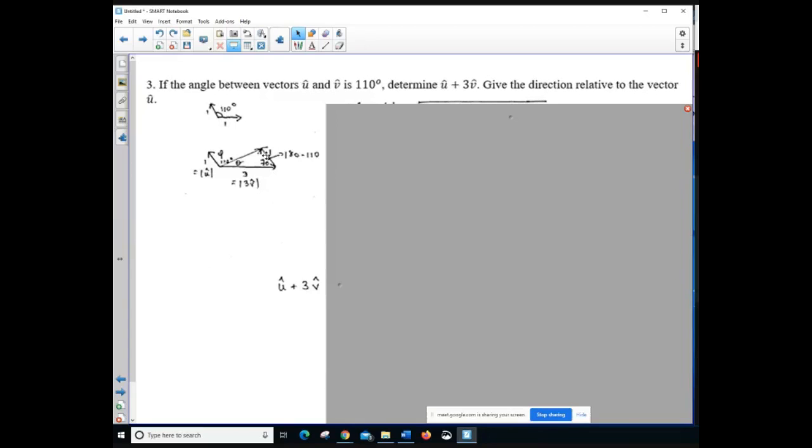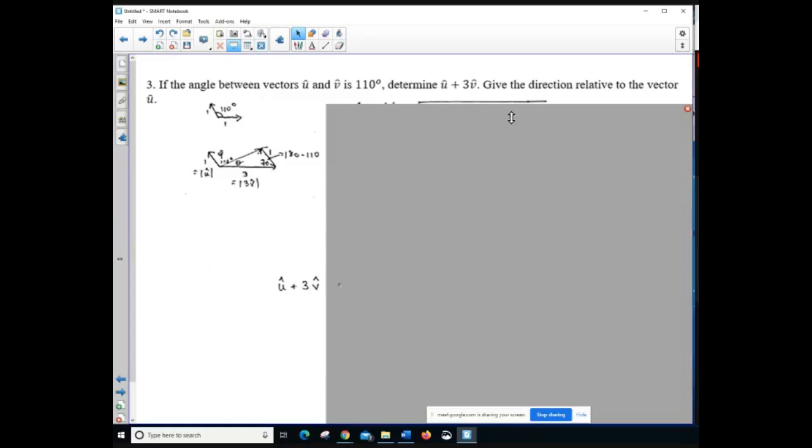Okay, and here, what do they want? They want the direction relative to vector u. I probably started drawing this diagram before I really looked back. Personally, I guess I should have put the u in the horizontal position. That would have been the better thing to do.